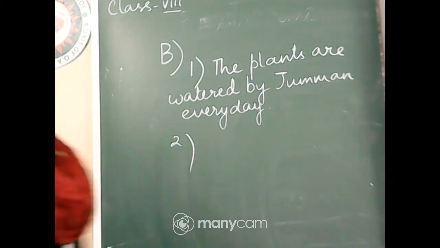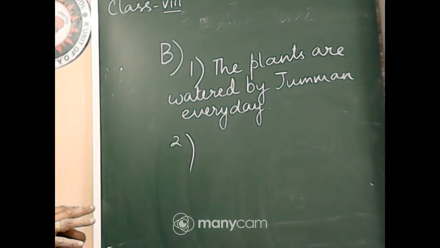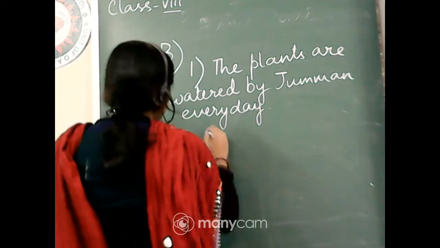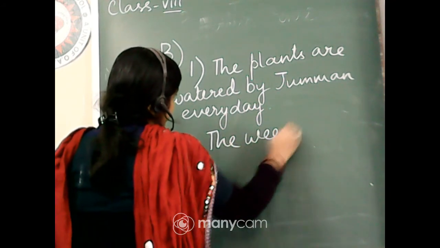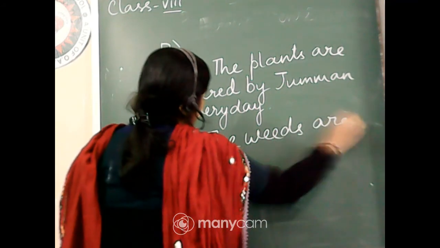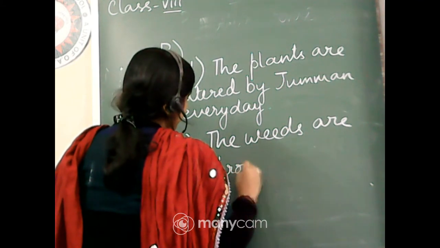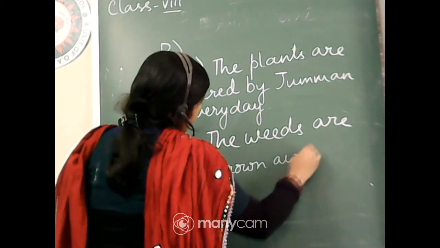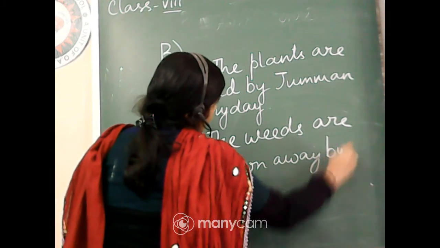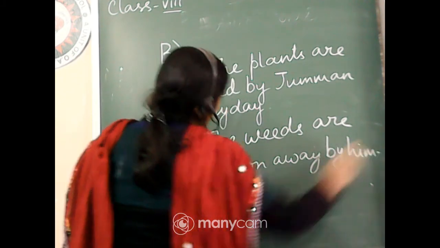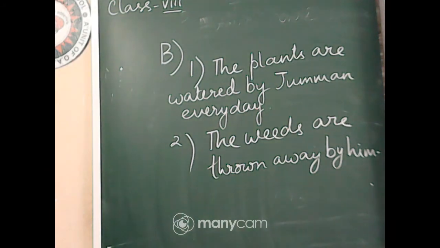Second sentence, I'm just writing it in a numeric format so it's easy for you to understand. The weeds are thrown away by him. Okay, likewise, you will complete the entire thing on your own. The soil is dug by him. The flowers are plucked and collected carefully by him. Understood? Then it's over. It's very easy.